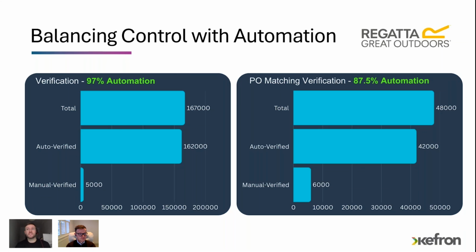So after implementing Kefron, what we're able to do is automate a lot of their process. You can see on the screen here, I will just explain these graphs for you. We've got 2 different graphs. We've got one for automation rates of verification, and that's where an invoice gets into Kefron and it passes all of the business rule checks that we have on it.